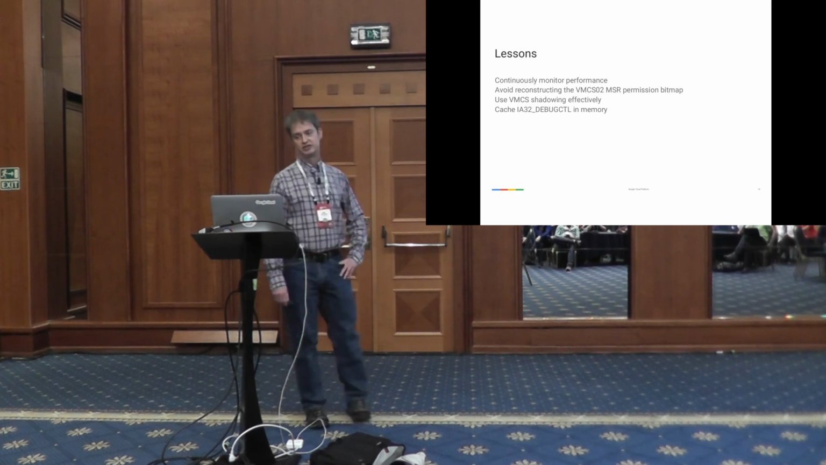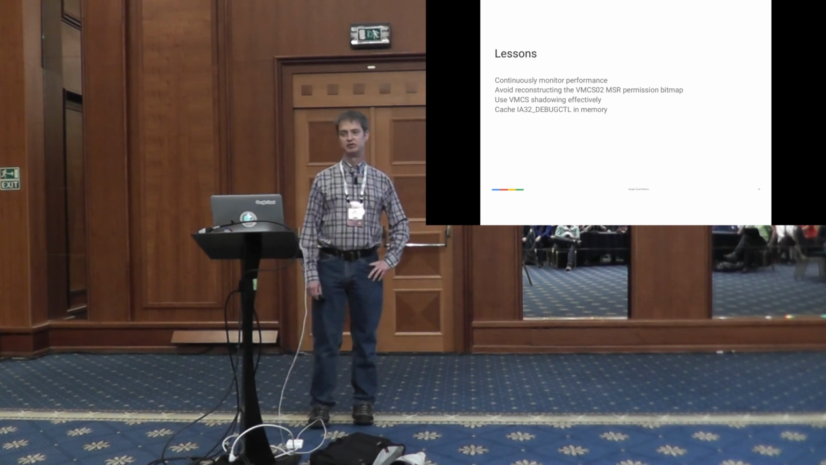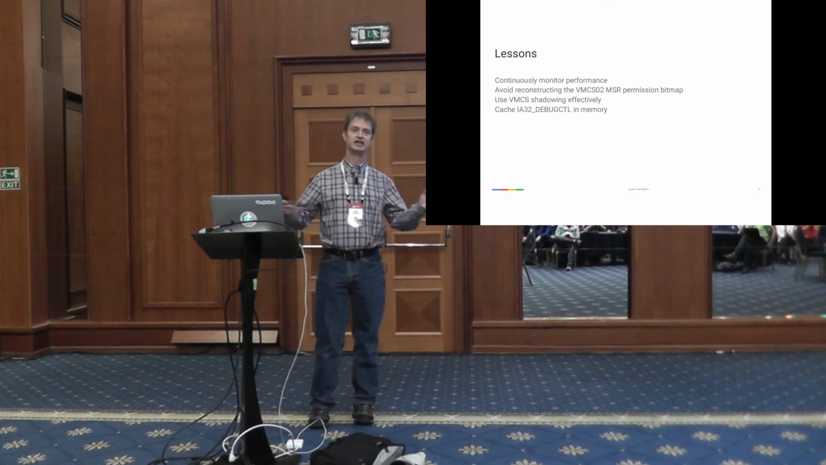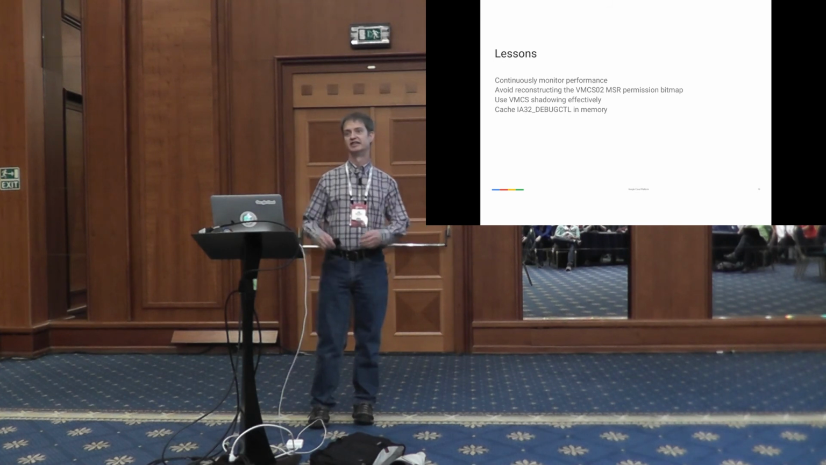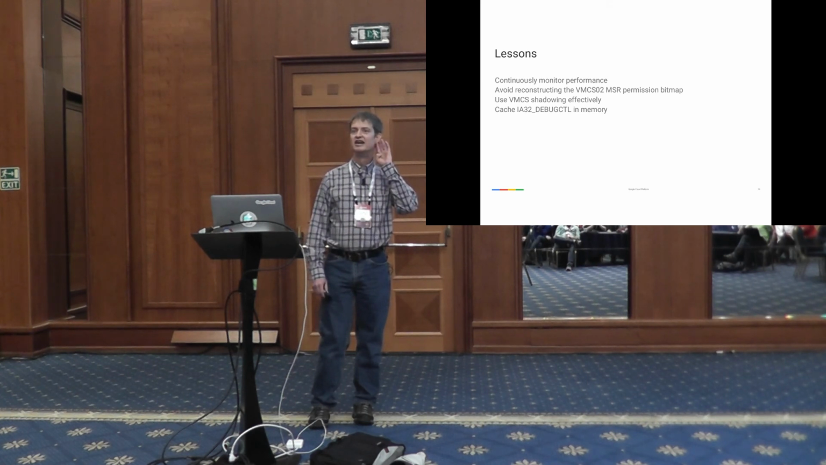We should avoid reconstructing that MSR permission bitmap. The memset of a 4K page plus this loop that we go through of 256 x2APIC registers. And I have to believe that this bitmap is pretty much constant. The big majority of it is really, really constant. Not pretty much, it is constant. We know that it is constant.